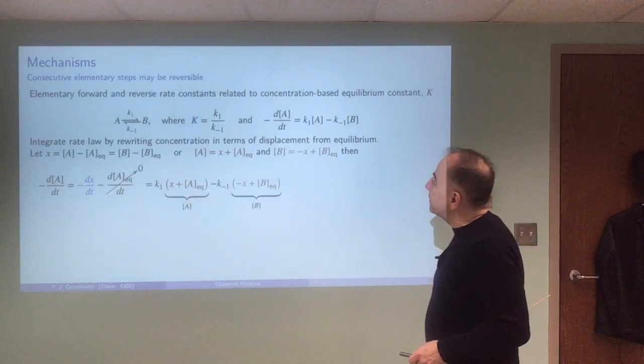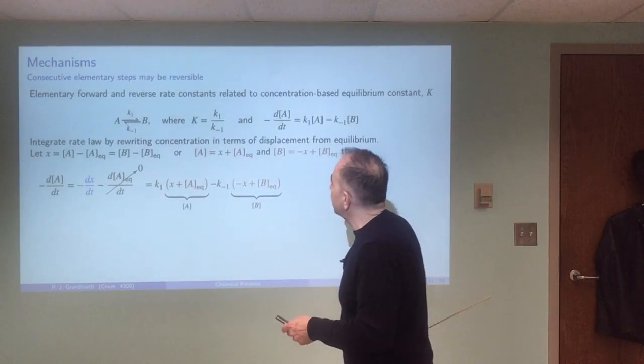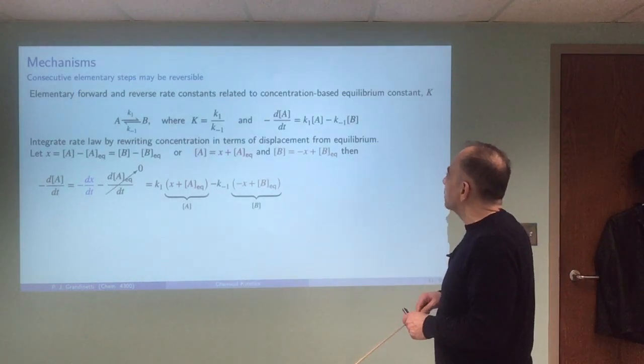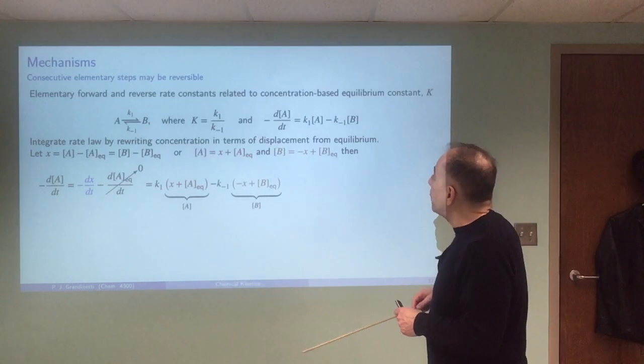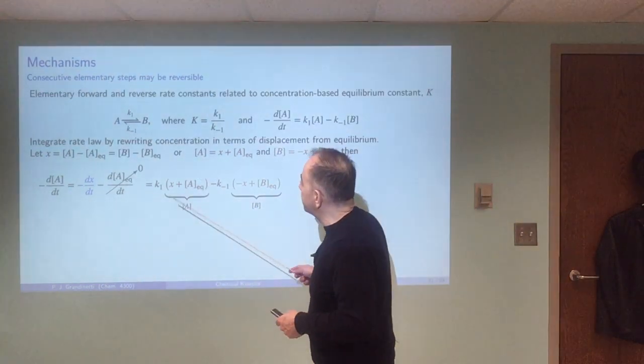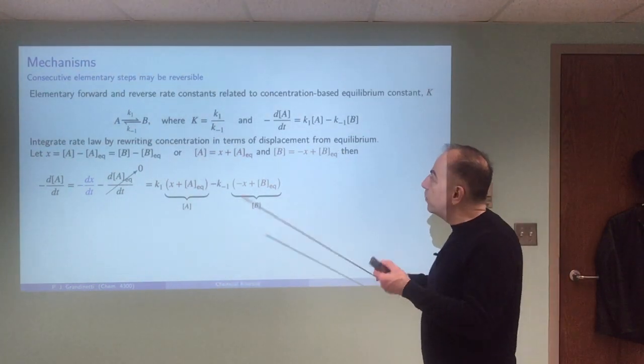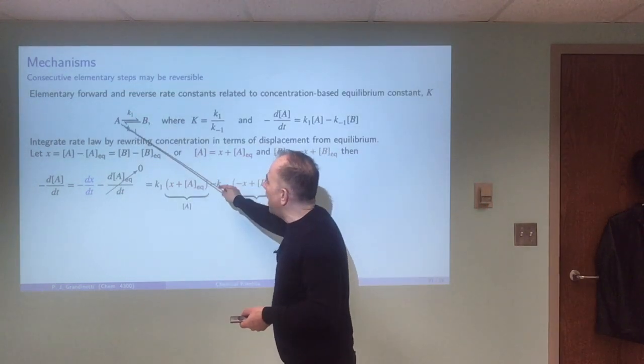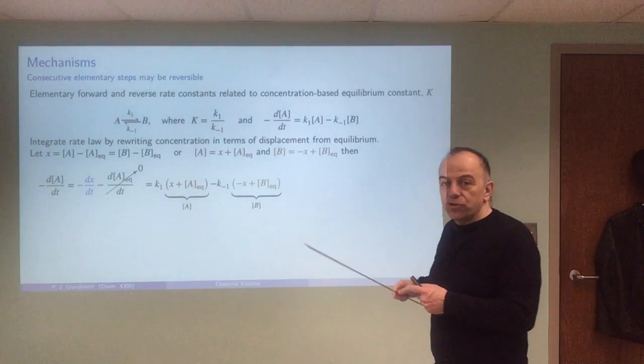Now, let's look at some examples of elementary steps coming together to form overall reaction rates. So one sort of common example is an equilibrium reaction where A can go to B, but B can also go back to A. So in a sense, we have 2 steps going on.